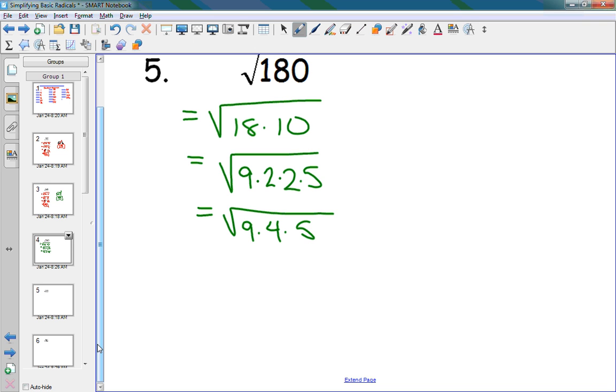What's the square root of 9? That comes out as a 3. Times, what's the square root of 4? 2. Now what can I do with those numbers on top? Multiply them to give me 6 square roots of what's left over, 5. Do we see that? The square root of 9 is 3. The square root of 4 is 2. We can multiply 3 times 2 together to get the 6.